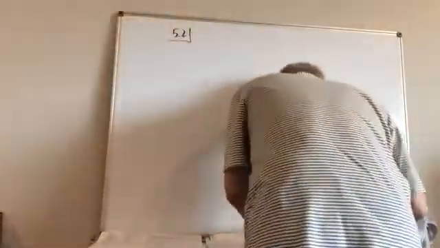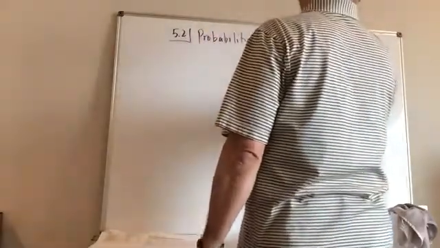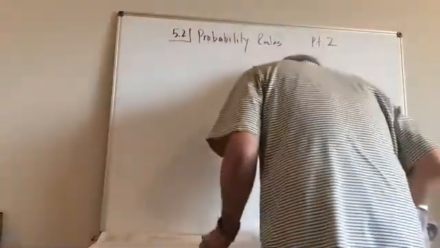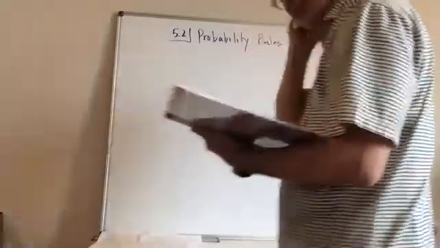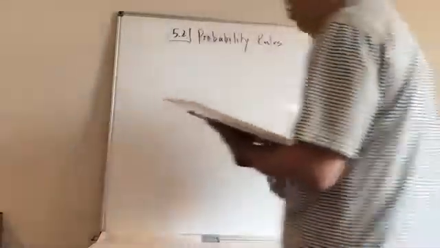So we are ready to do two-way tables. This is 5.2, which is probability rules, part 2. Okay, so we're on page 318. We're on page 318 where it says two-way tables, probability, and the general addition rule.